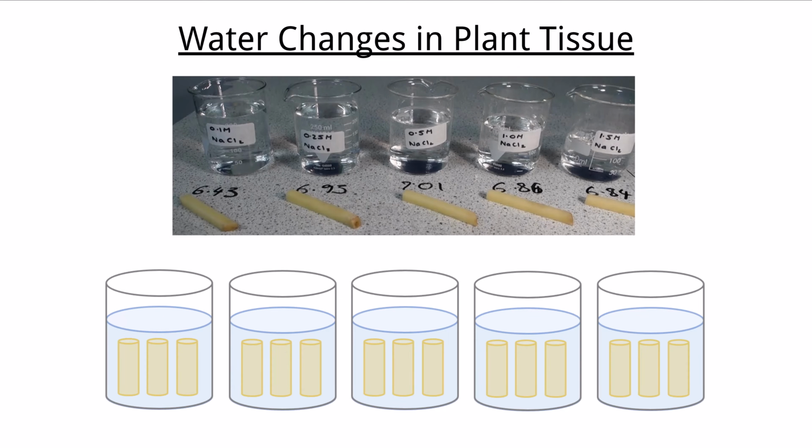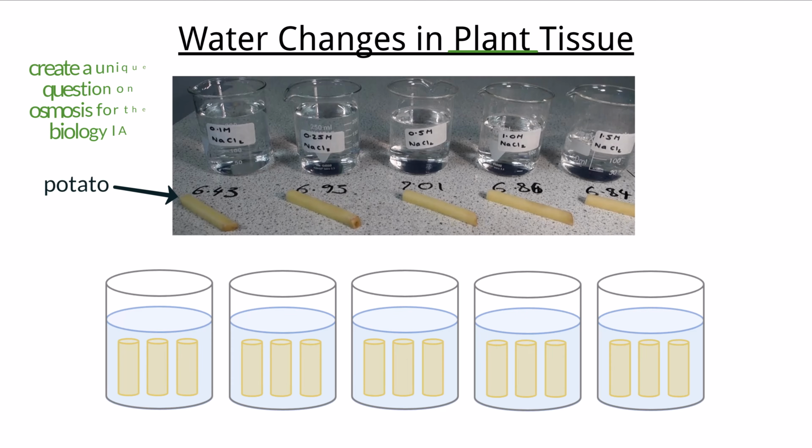Experiments have been done on both plant and animal cells to elicit water movement. In terms of plants, potatoes are great to use for osmosis experimentation. Your teacher may have you do an experiment like this in class, and even open up the possibility for you to ask a unique question using these methods for the biology internal assessment.